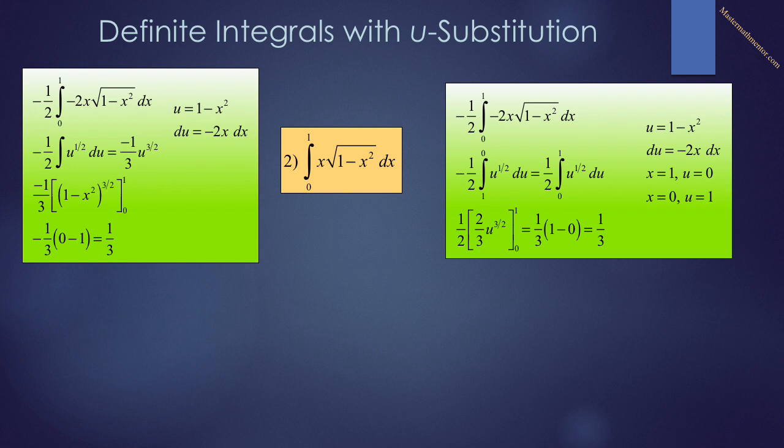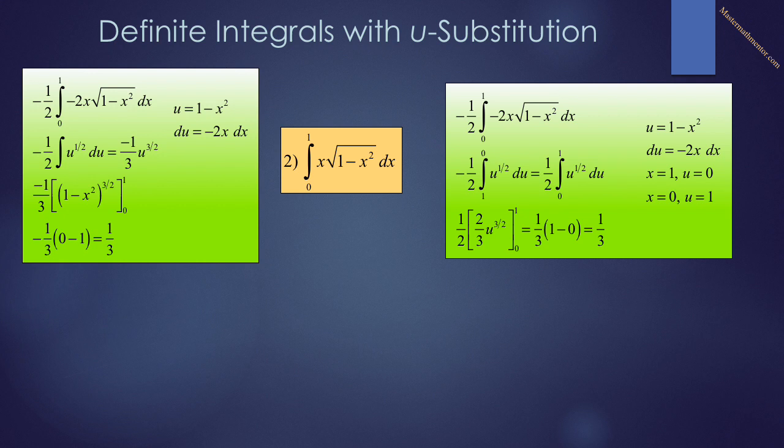We can make our life a little bit easier on ourselves by eliminating the negative 1/2, make it positive, and changing the order of the limits. So this becomes 1/2 the integral from 0 to 1 of u to the 1/2 du. Doing this eliminates a lot of negative signs. So we get 1/2 times 2/3 u to the 3/2 evaluated between 0 and 1, and we get 1/3 times the quantity 1 minus 0, which is equal to 1/3.